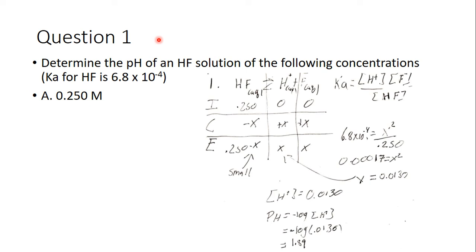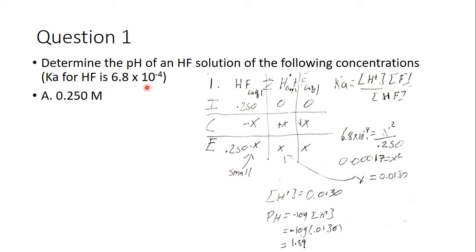They will dissociate, break down in a smaller percentage. And so we need to go back to the ice table and equilibrium to understand how much they break down by. So let's take a look at this. We have a sample of hydrofluoric acid. Determine the pH of an HF solution at the following concentrations. I'm showing you one. If Ka for HF is 6.8 times 10 to the minus 4.